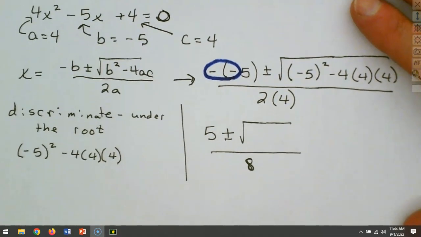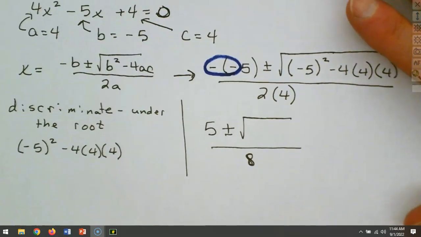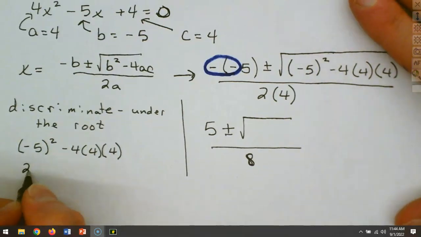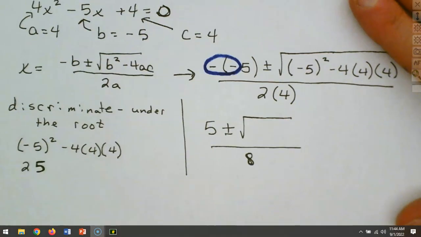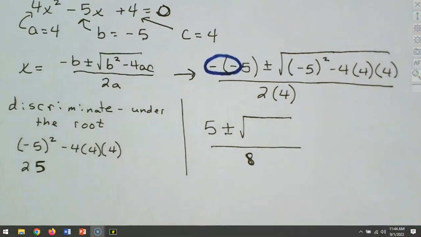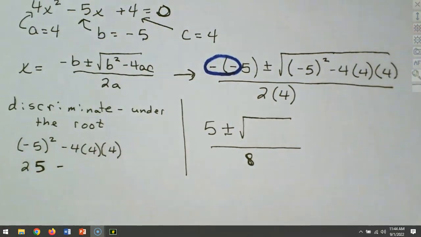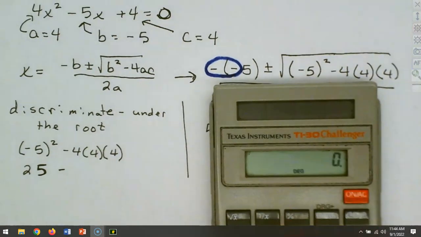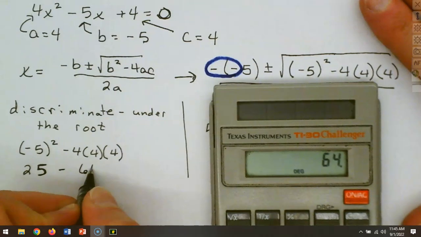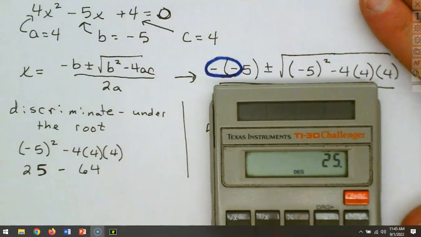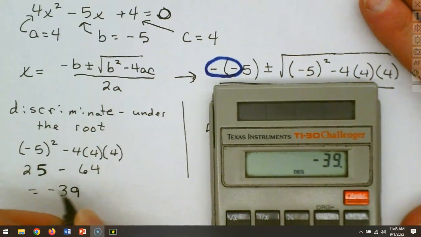Be careful with your signs. Here's where students might make a mistake. When we square that negative 5, what does it become? It becomes a positive 25, right? Because when we square a negative number, it becomes positive. So that's a 25 there. Now we have one negative here, so my sign's going to be negative. We take those 4s and we multiply them together. So that's 4 times 4 times 4, which is then 64. And now we take our 25, subtract off that 64, and that gives you a negative 39.